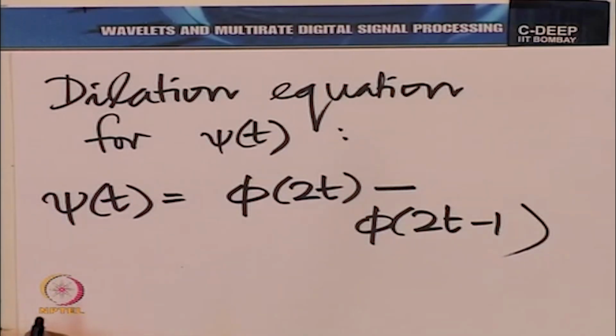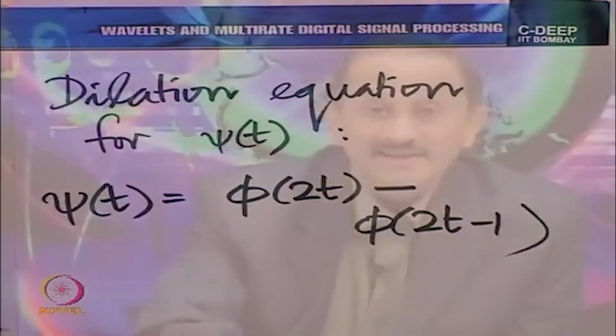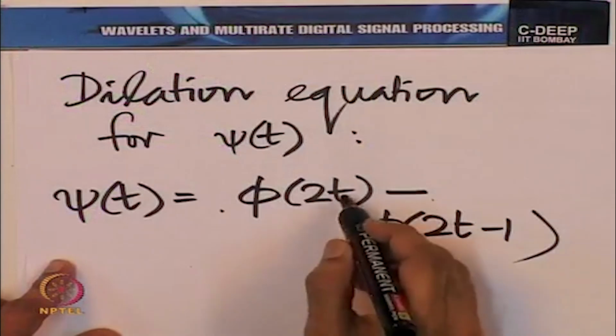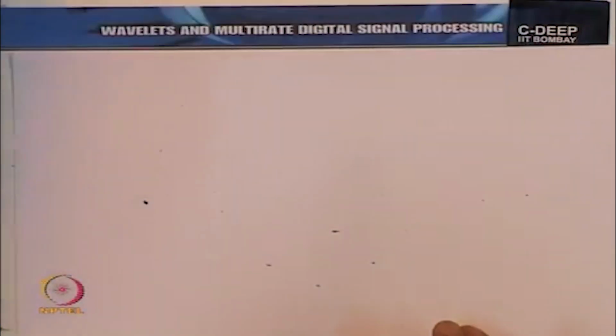And once again, let us put down the coefficients of this dilation equation as we did previously. So, the coefficients again would be the coefficients involved in expanding in terms of phi 2 t minus n. As I can see from this dilation equation, the coefficients are 1 and minus 1 respectively at 0 and 1. So, I put that down.